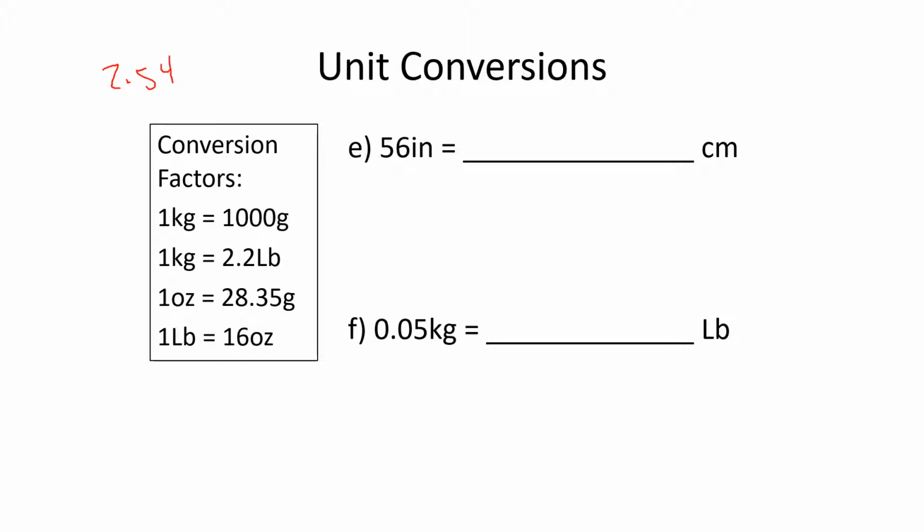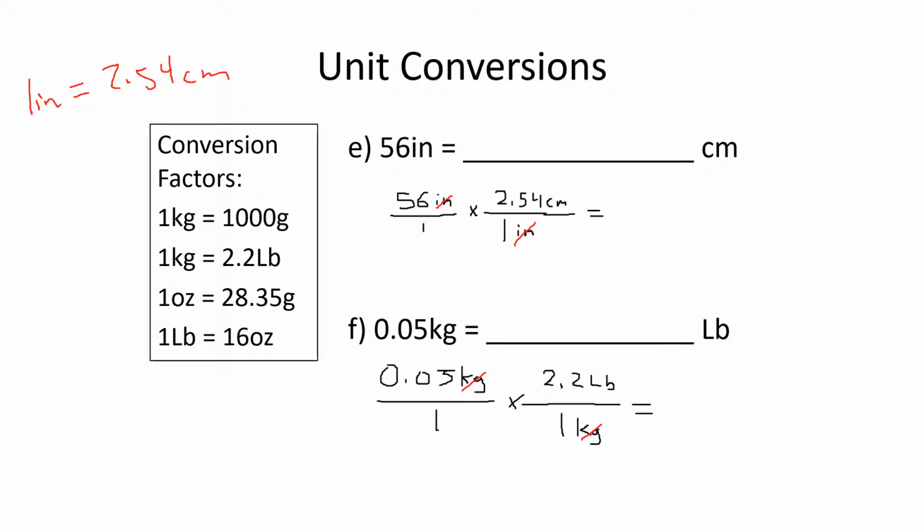1 inch equals 2.54 centimeters. So let's set it up. It's in the numerator, so you multiply. You guys aren't setting it up. All right. Kilos into pounds, 2.2. Multiply or divide? It's in the numerator, you multiply.